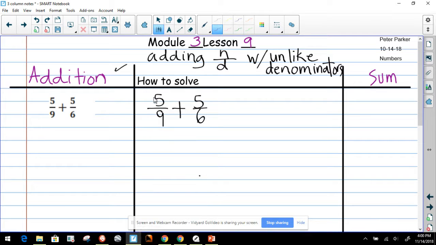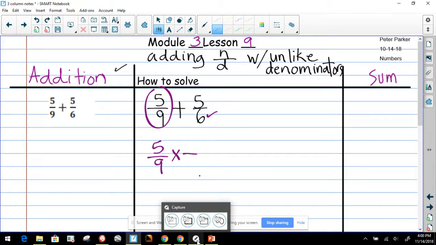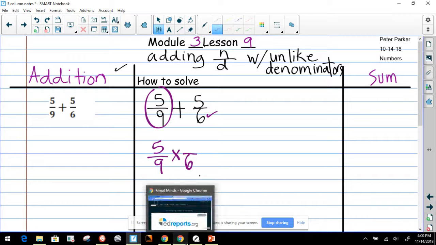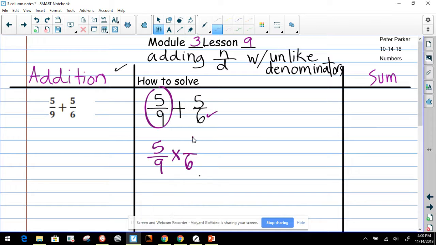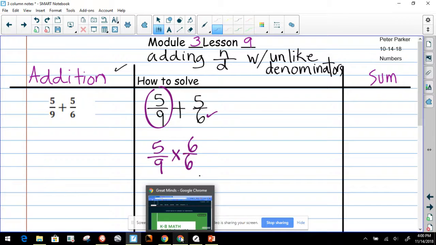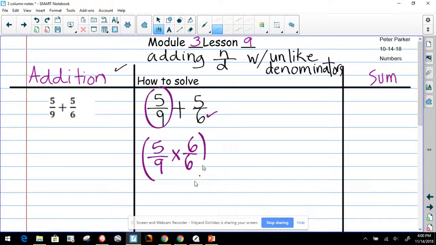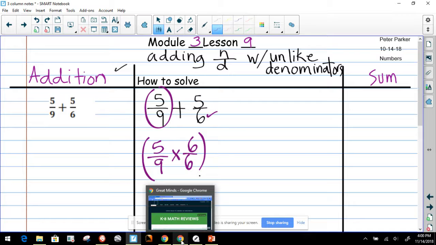So this is 5 ninths. I'm going to rewrite the number 5 ninths. Now that number is going to be multiplied by the opposite denominator, which is 6. And when you do that, then you multiply the denominator times the opposite denominator and the numerator times the opposite denominator. That is our first step, my friends.